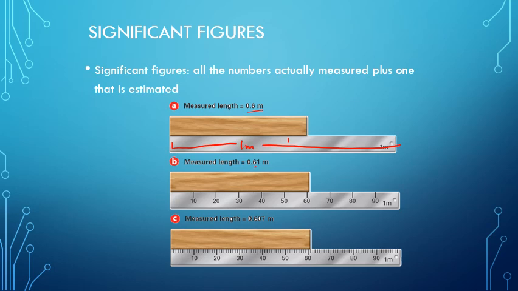So that last digit, the 7, is an estimated digit, whereas the 1 was estimated as well in the second example. So you can see as the accuracy of my measuring device has increased, I can now report more numbers with confidence for my answer.